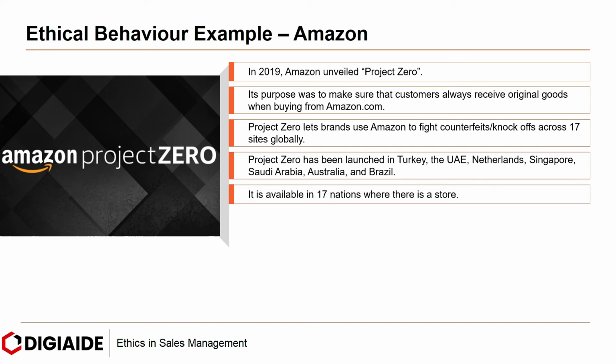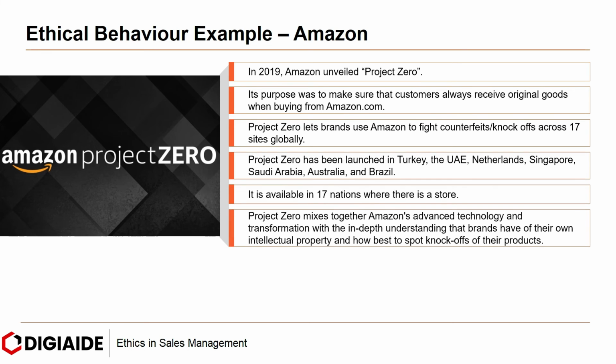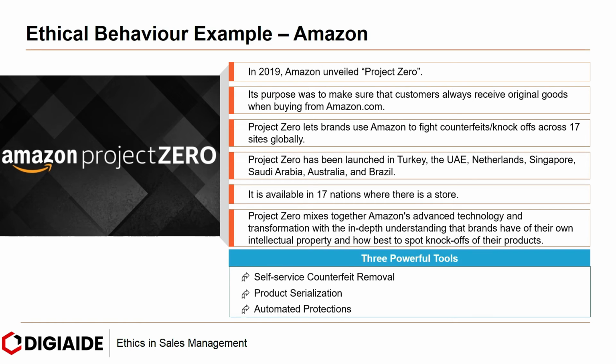It is available in 17 nations and where there is a store. Project Zero mixes together Amazon's advanced technology and transformation with the in-depth understanding that brands have of their own intellectual property and how best to spot knockoffs of their products. Three powerful tools involved are the self-service counterfeit removal, second, product serialization, and third, automated protections.